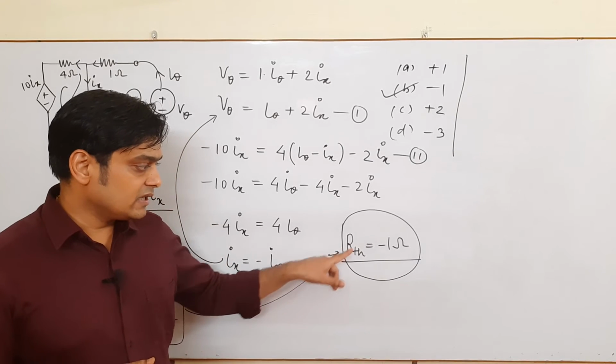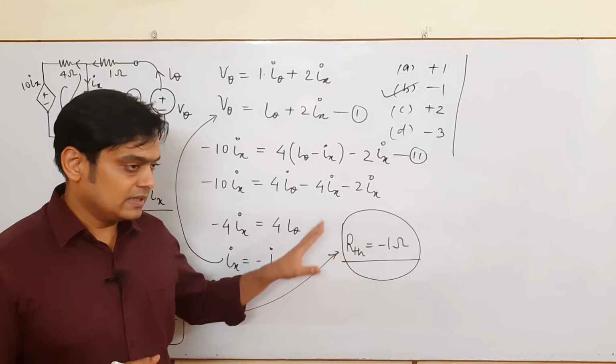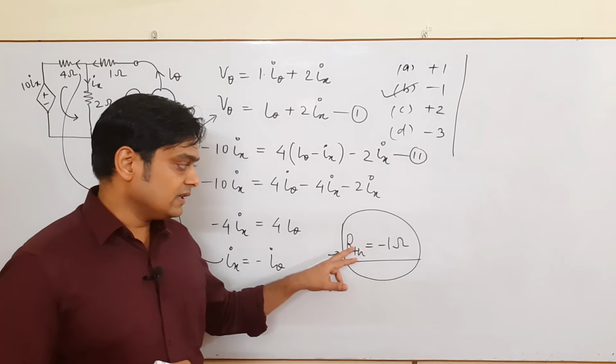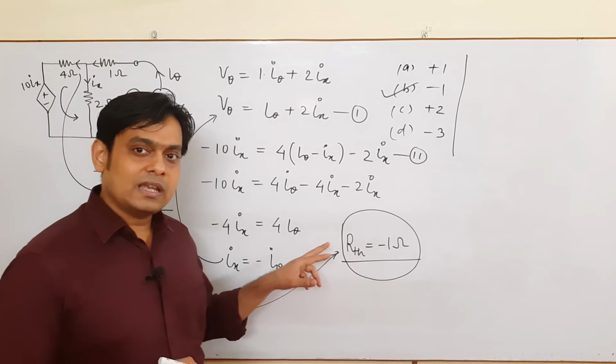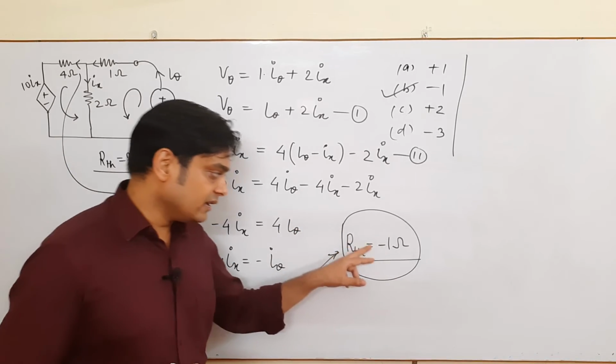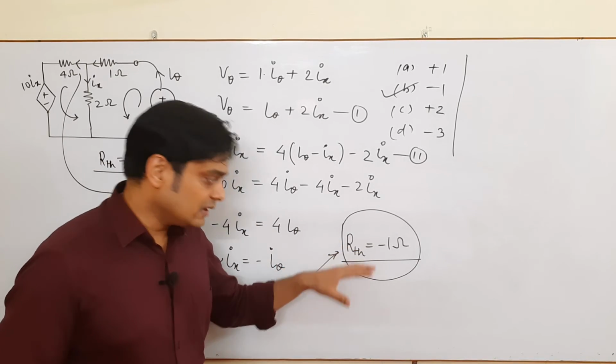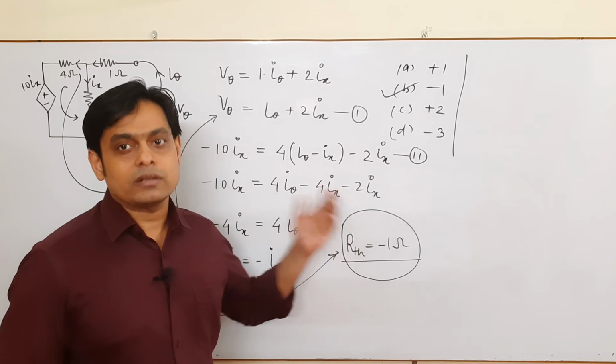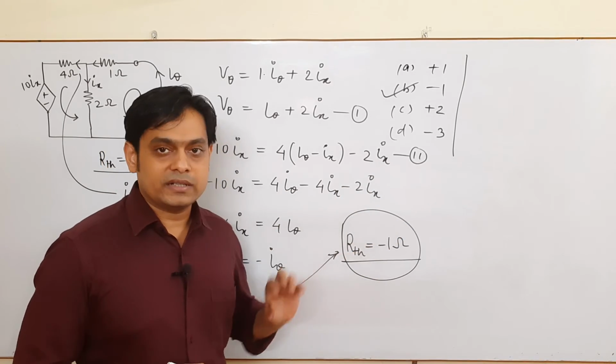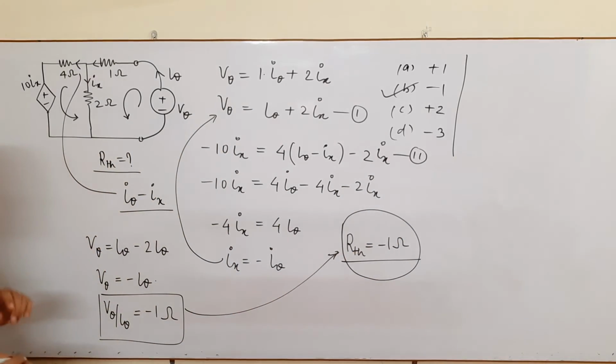But here RTH is negative, minus 1 ohm. Why? Because resistance we always consider to be absorbing in nature, but here resistance minus 1 ohm indicates that it is basically supplying in nature. It means it is supplying something to the next network wherever it is connected. Okay, so this is a very important concept.